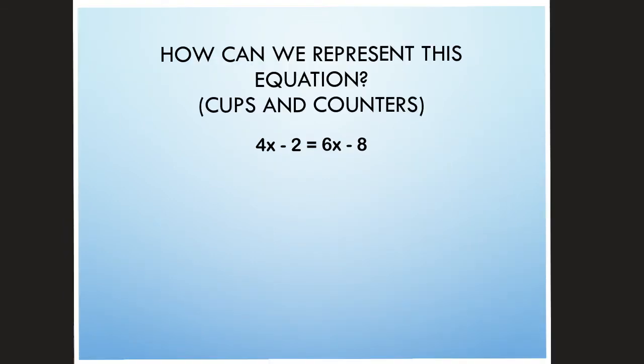So let's move on to one that's a little bit more difficult. Here I have 4x minus 2 equals 6x minus 8. So I'm going to draw my 4 cups. They should all be the same size. I just am not the world's best drawer. And I'm minusing 2, so I'm going to use 2 yellow counters to represent those negatives. And the equals. On the other side, I have 6 cups.